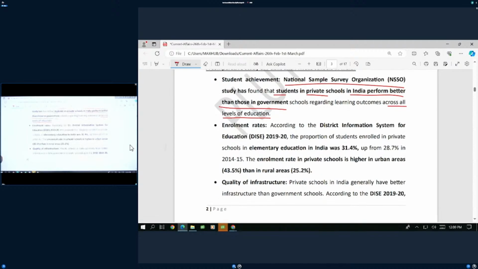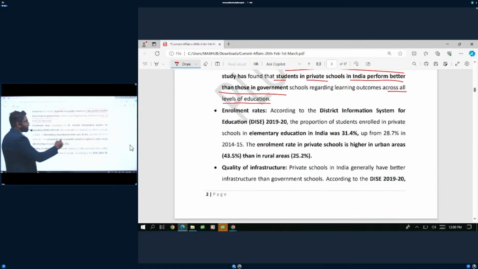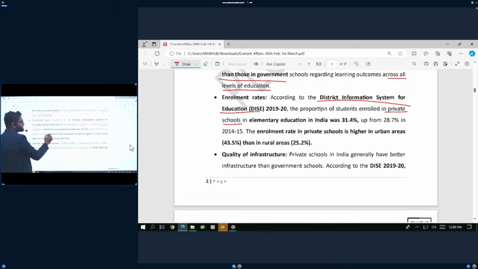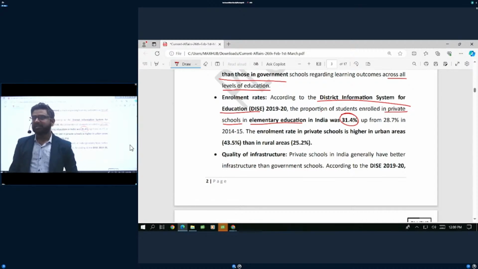दूसरी चीज, enrollment rates. According to District Information System for Education, DISE, it's a system of the government which basically collects statistics on education. According to it, the proportion of students enrolled in private schools in elementary education in India was 31.4, which has increased. जबकि enrollment in government schools has decreased. Enrollment in private is increasing, enrollment in government is decreasing.